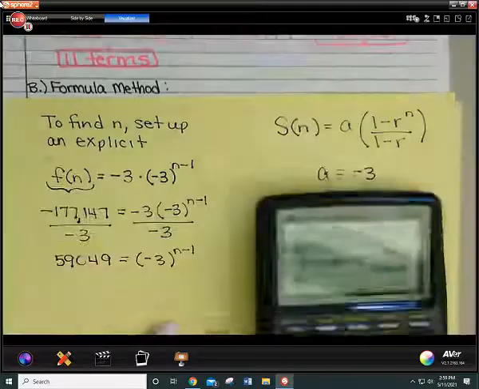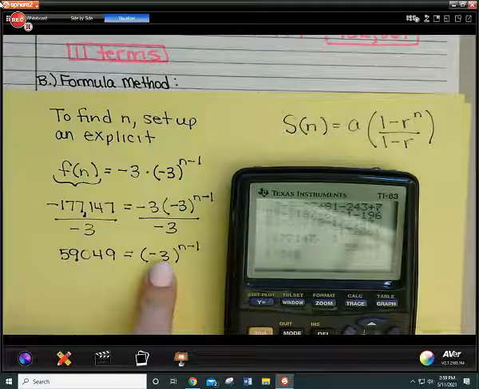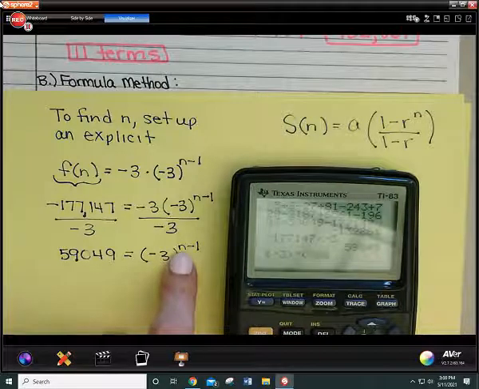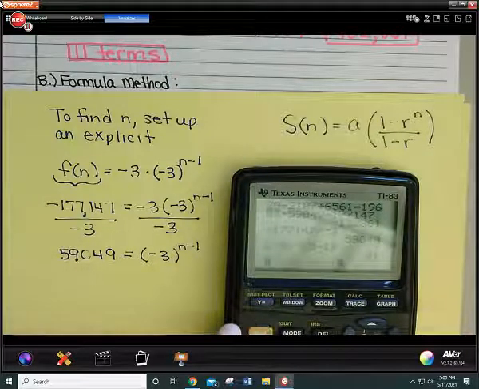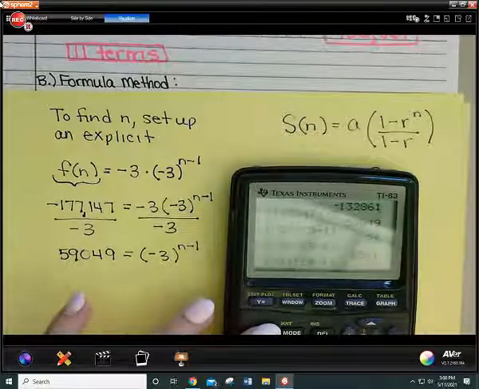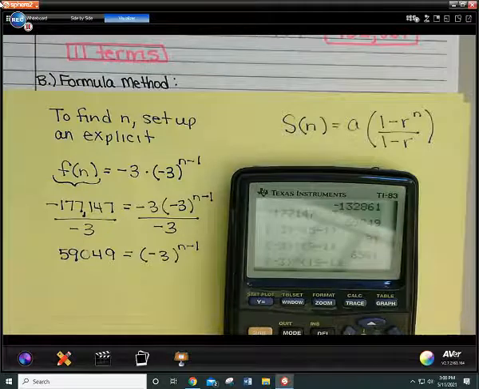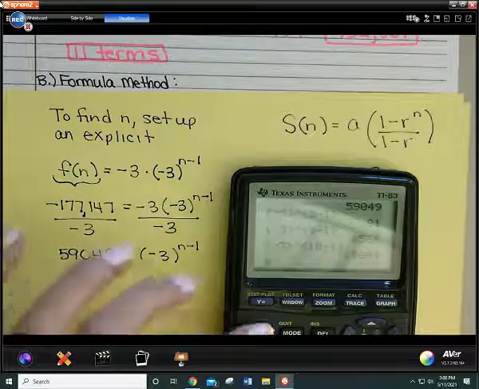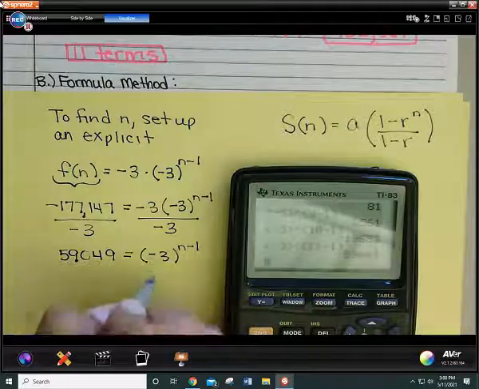Okay, so then I can grab my calculator and I can type in -3, raise it to, and I can just start guessing numbers. Let's say I plug in a 5. 5 minus 1. Nope, that's way far off from that. So let's say I try 9. Okay, I'm getting closer. Say I plug in a 10. Nope. Let's say I plug in 11. There we go. So I know that my n is 11.